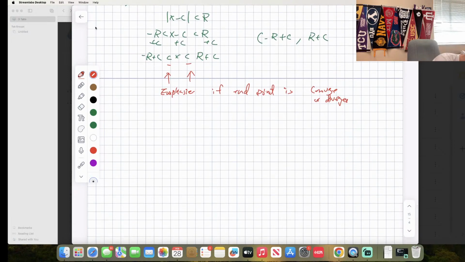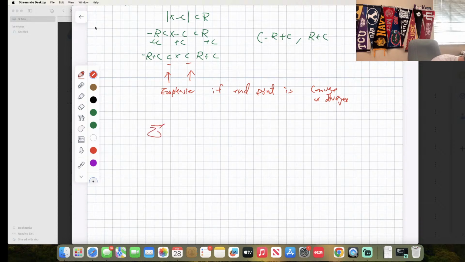Okay, let's talk about the first one. In the first case, I want you to use the ratio test, which is what most of the time the interval of convergence uses. That's for n equals 0. Do you know why we use the ratio test rather than any other test?